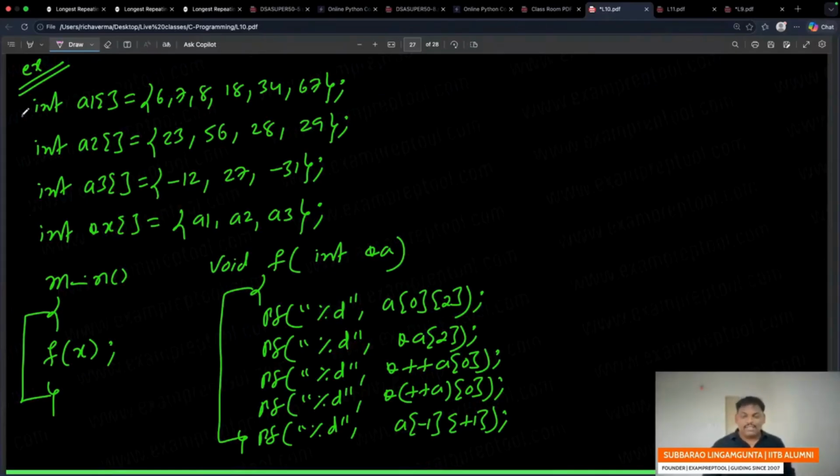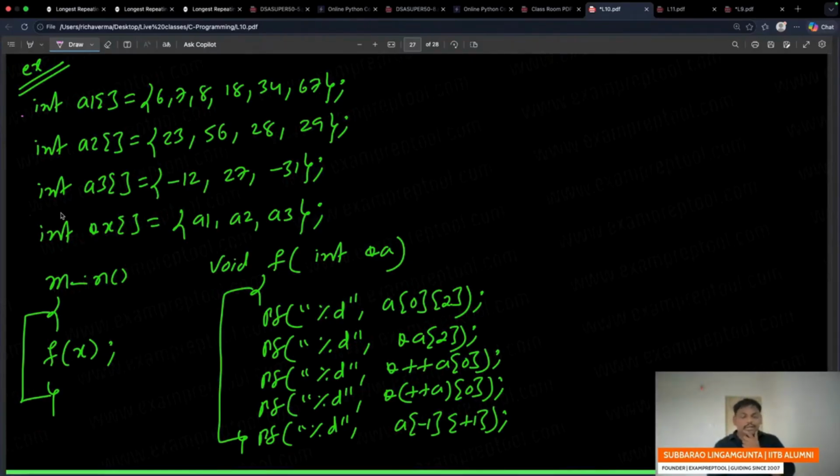Okay, fine. So I think everything is all right. We can start now. See this. In A1, if you observe clearly, there are four global arrays. A1 is one array, A2 is one more array, A3 is one more array, and X is one more array.